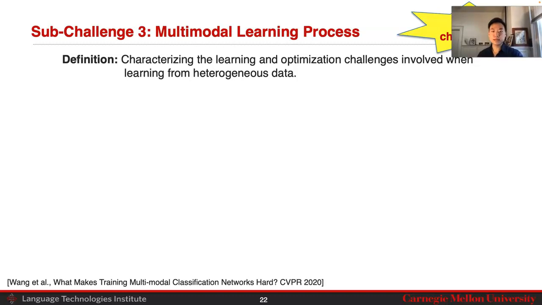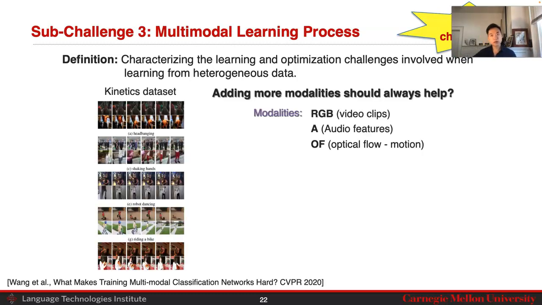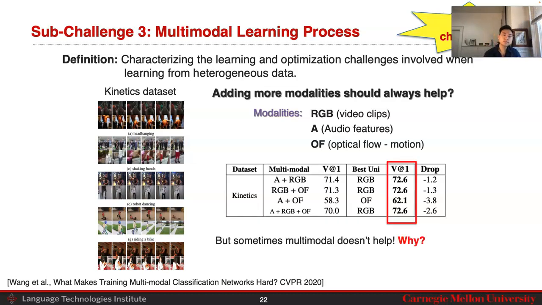So another big challenge is that of the multimodal learning process. We've seen many dimensions of heterogeneity, we've seen issues of cross-modal interactions. But when we bring these together, are there any learning and optimization challenges involved in learning from heterogeneous data? And the answer is there are. We would expect that adding more modalities should always help, but people have also found that adding more modalities may not help. In this case of Kinetics, we're trying to do classification from RGB video, from audio, and from optical flow. Sometimes adding more modalities actually hurts performance.